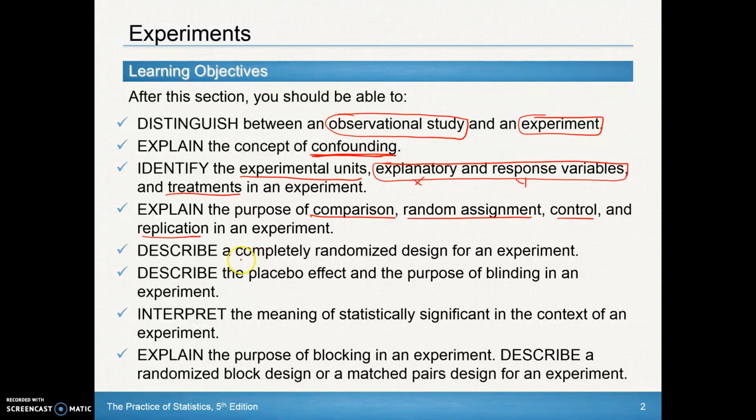We'll also have to be able to describe what a completely randomized design is for an experiment. Okay. The placebo effect, which many of you might be familiar with, we'll talk about that. And the purpose of blinding an experiment, or even for that matter, a double-blind experiment as well. We'll talk about what it means to be statistically significant, and then we'll look at blocking in an experiment, right? And then be able to describe a randomized block design versus a matched pairs design. All right, lots of stuff to cover in 4 videos, so here we go.